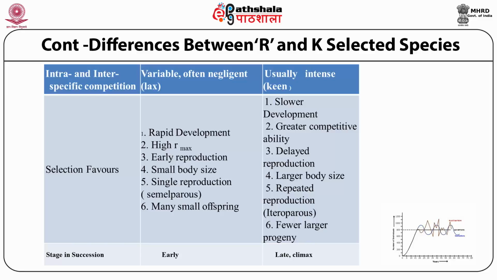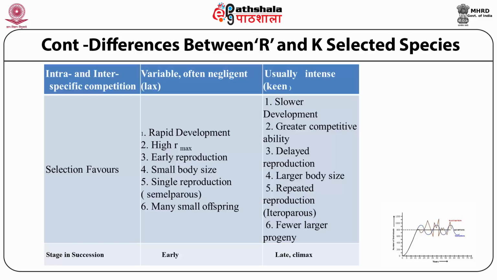The selection favors rapid development of R-selected species, whereas K-selected species have a slower development rate. The value of maximum increase, or the biotic potential, is very high in case of R-selected populations, and in case of K-selected populations, it is determined by the competitive ability of the population. R-selected species show early reproduction. K-selected species show delayed reproduction.